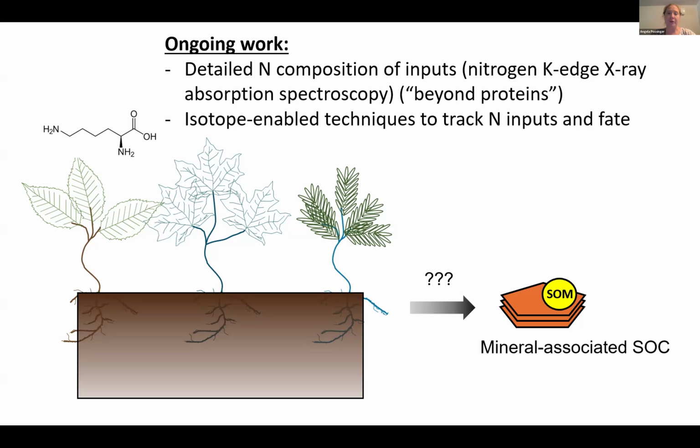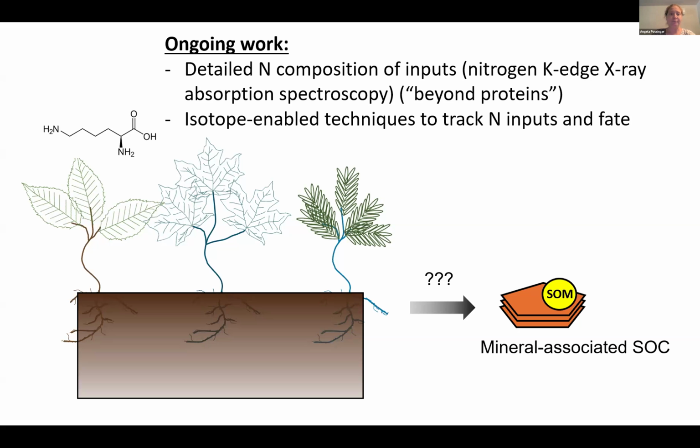Then this project is also going to be using isotope-enabled techniques to track the fate of nitrogen from inputs into mineral-associated organic carbon. This work is just going forward now, so stay tuned for more about how these measurements might either align or not align with what we saw at the microscale. But I wanted to include this as an example of a really direct link between something that was completely not known before, was enabled by microscale observations, and is now enabling us to test this at a larger scale.